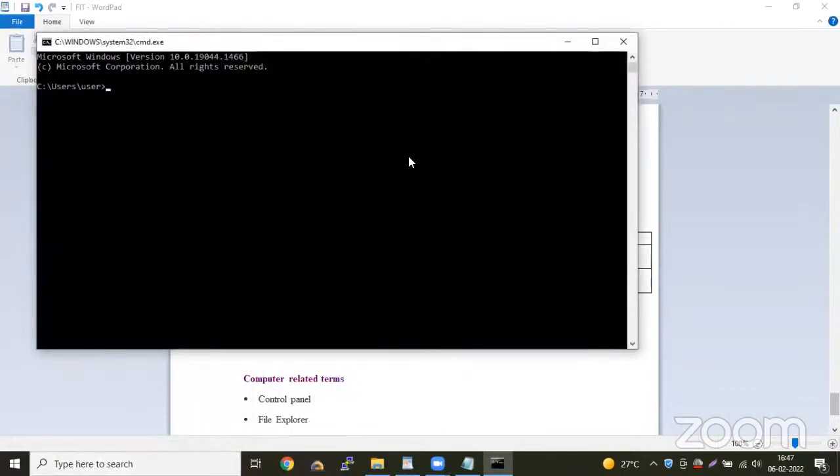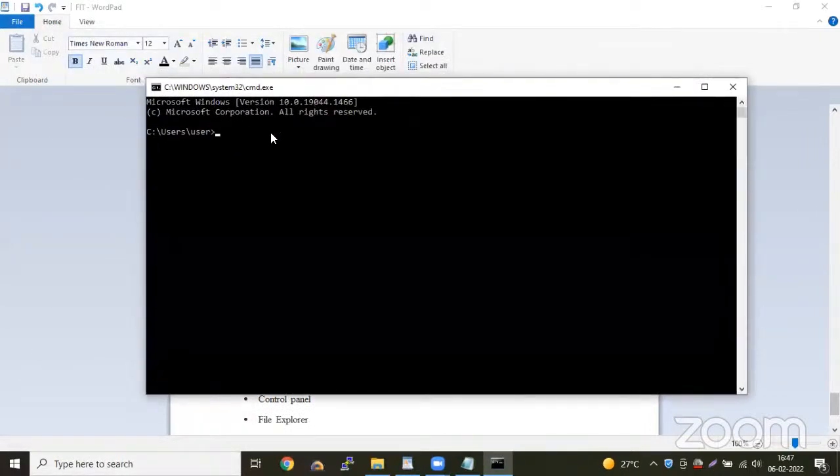I'm opening the command prompt. Are you able to see my screen, the black screen? Yes, sir. For example, in computer language, a command means a single type of instruction. Almost the things are the same, but somehow there is a difference.